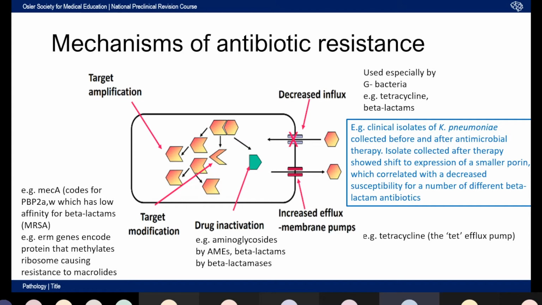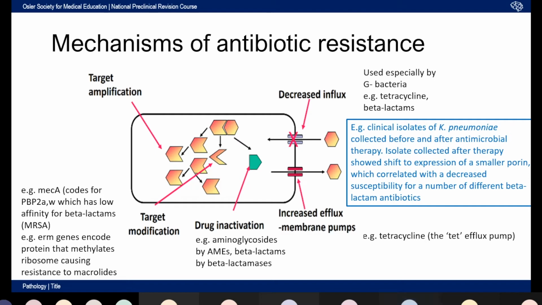So an example of this is that there was an experiment looking at clinical isolates of Klebsiella pneumoniae collected before and after antimicrobial therapy, and the isolate collected after therapy showed a shift to expression of a small porin, and this correlated with decreased susceptibility for a number of different beta-lactam antibiotics.